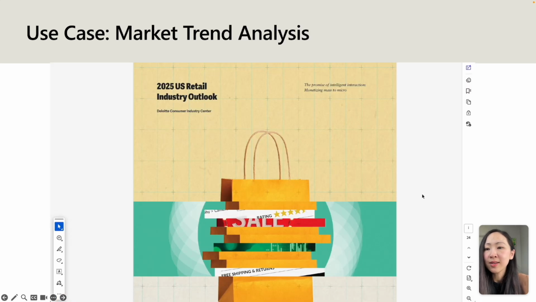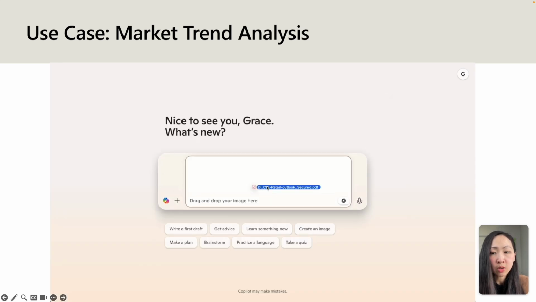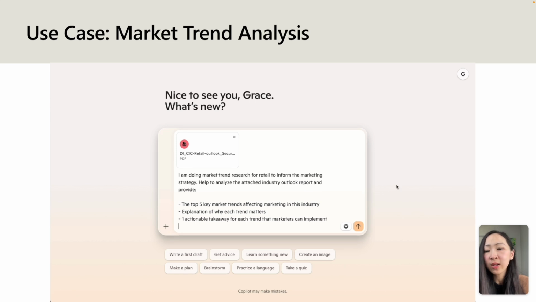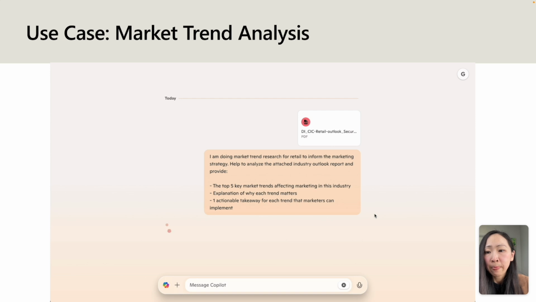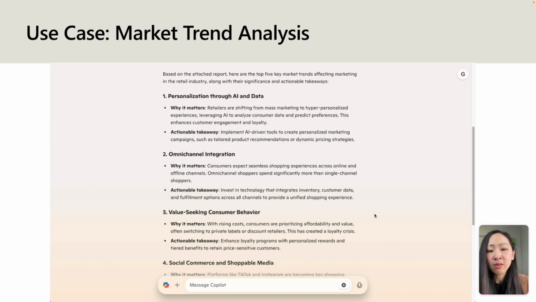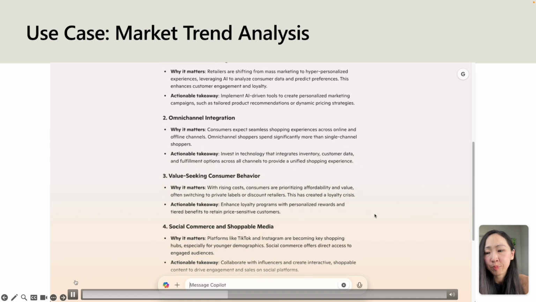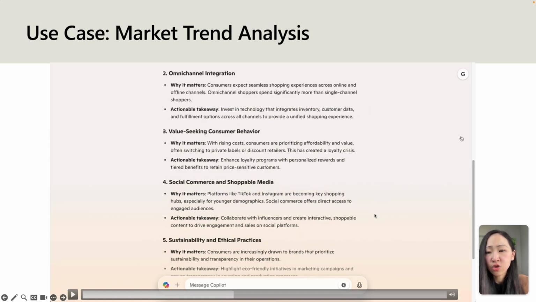So another use case is about market trend analysis. For example, we have collected this industry report about our industry, and then we can use this prompt to ask it to give you the top 5 key market trends, explain why each market trend happened, and also one actionable takeaway for each trend that marketers can implement. So immediately it will give you the details about each trend, like why it matters, and what the actionable takeaways are for each trend.